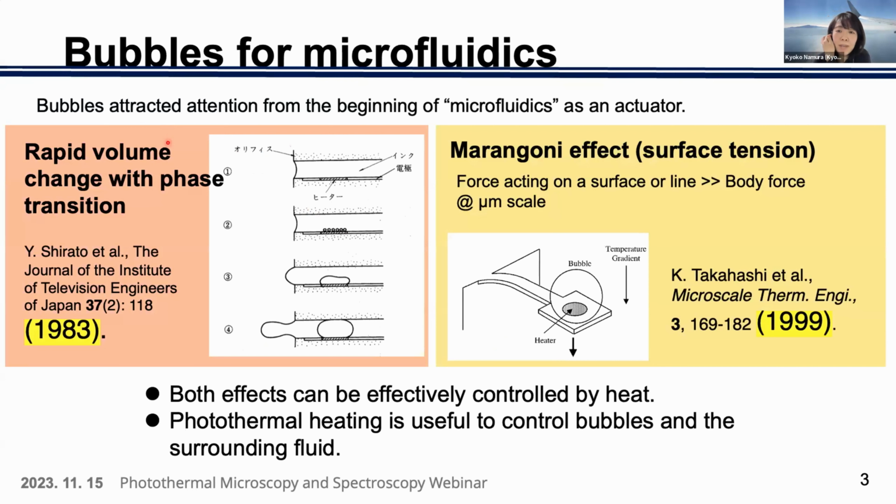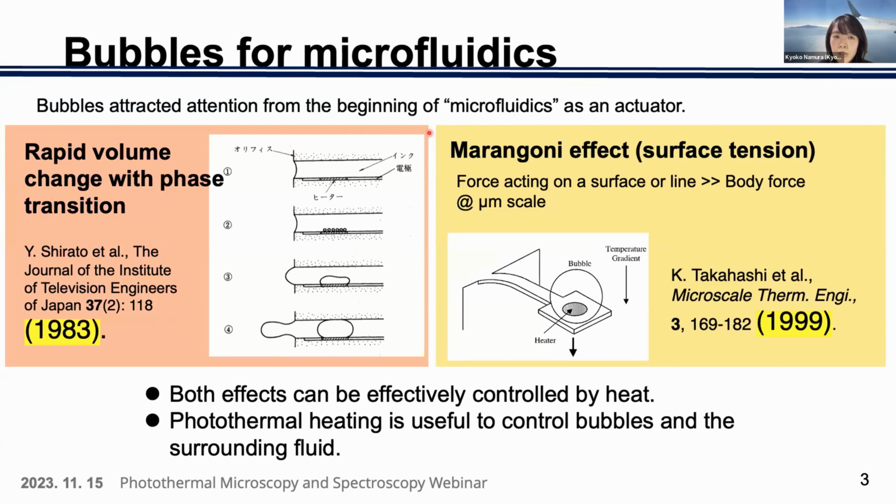As I said, my main research interest is bubbles, which are made of gas and are in liquids. As you may know, bubbles attracted attention from the beginning of microfluidics as an actuator. Microfluidics deals with small amounts of fluid, and bubbles give you a method to drive them. For example, rapid volume change with phase transition was applied to inkjet printing. This is a very famous, successful example.